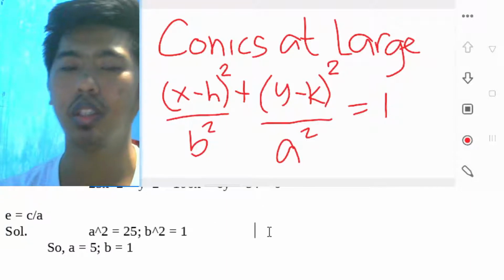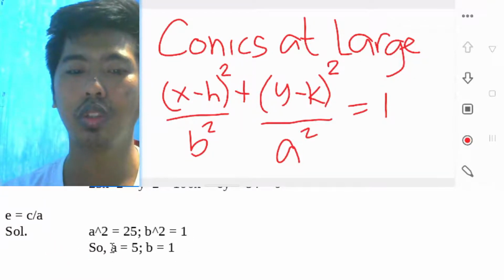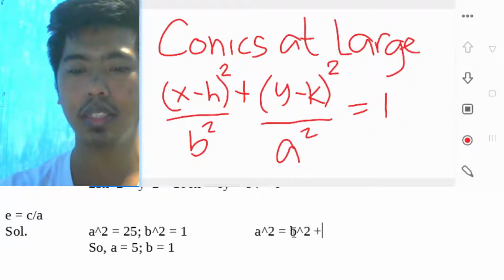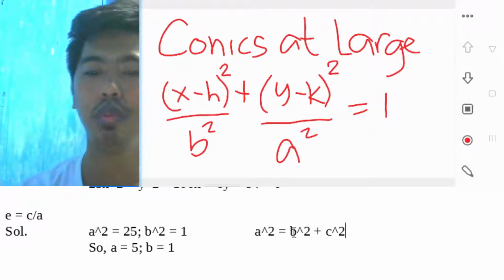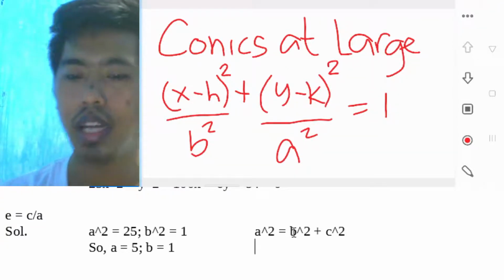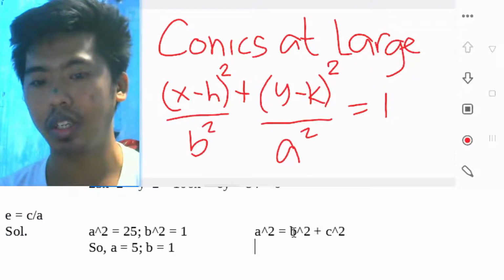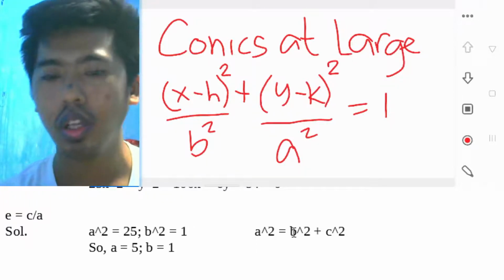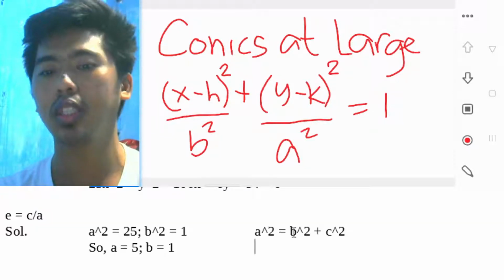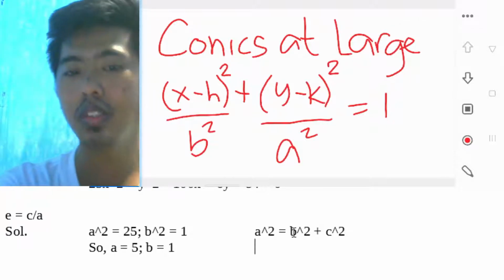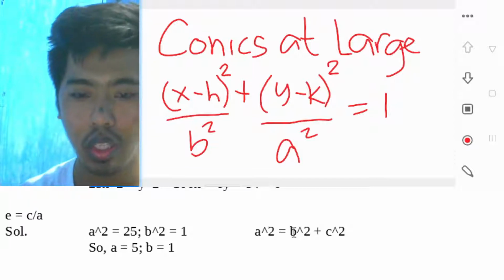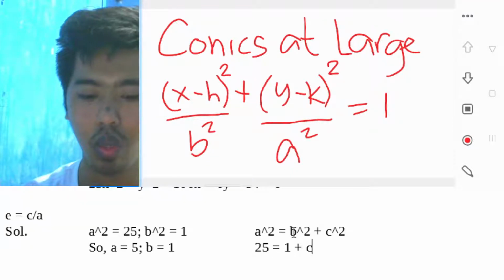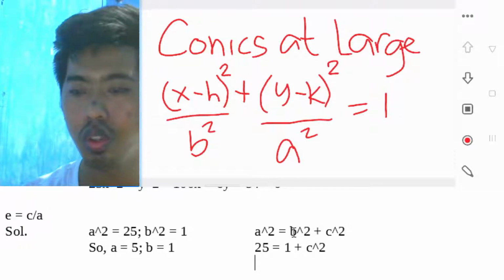And if you can remember the formula of the ellipse, guys, to find the C, that would be A square is equal to B square plus C square. Unlike the formula of the hyperbola, it is way different from this particular formula. Here A square comes first, then equals B square plus C square. If we're dealing with a hyperbola, if you remember, that would be C square is equal to A square plus B square. So let's continue here, since we're dealing with an ellipse. A square, 25, equal to B square, 1, plus C square. We don't know C yet.